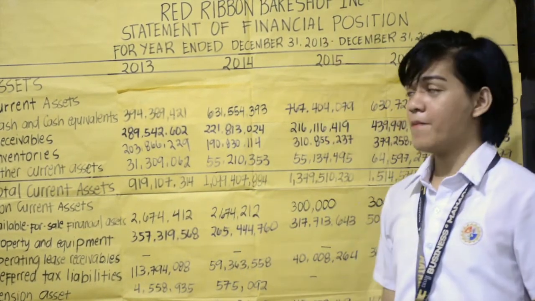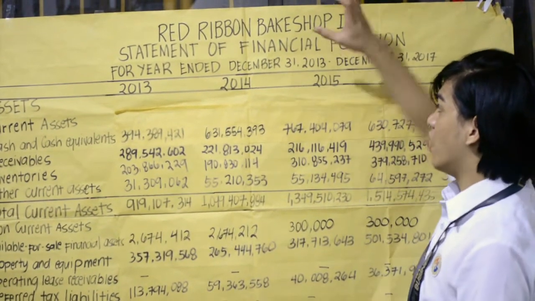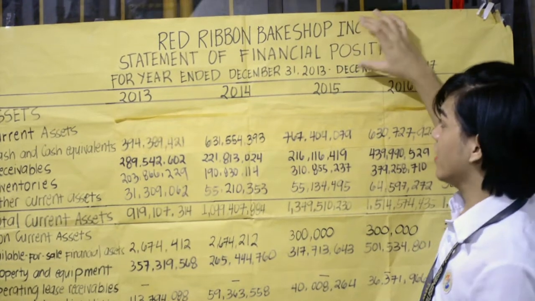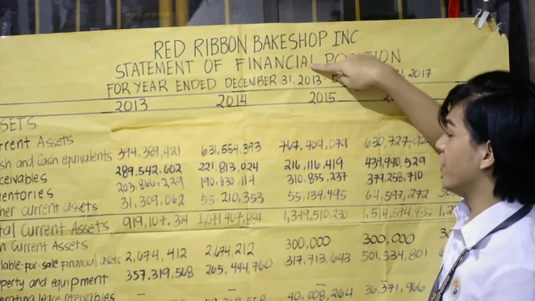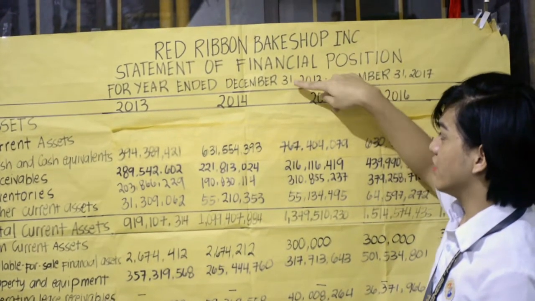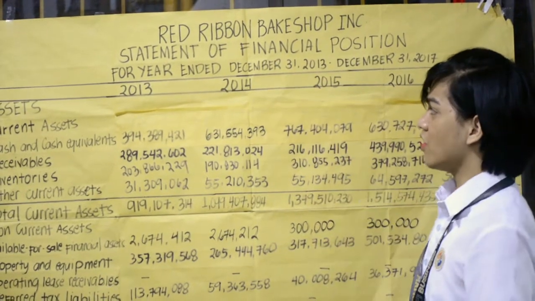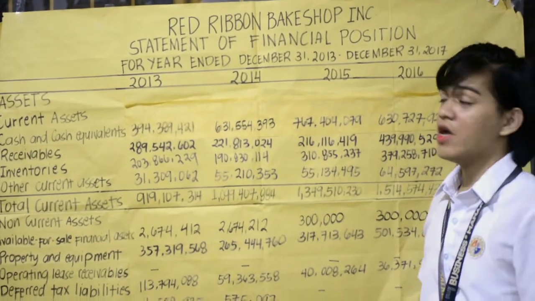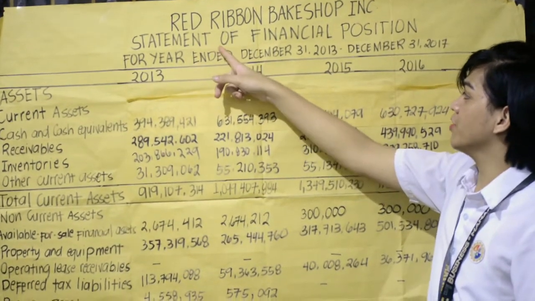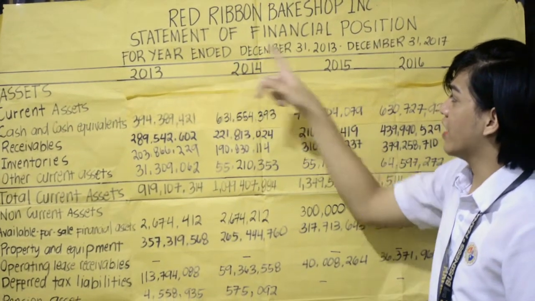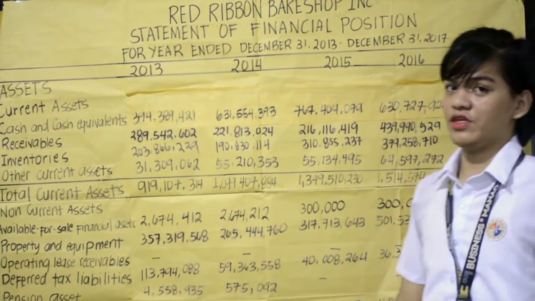In preparing the company's financial statement, we should first start with the title. So, the title is composed of the name of the company, the type of financial statement, and the year ended of the given entity. So for my example, I have here the Red Ribbon Bake Shop Incorporated Statement of Financial Position for the year ended December 31, 2013 up to December 31, 2017.